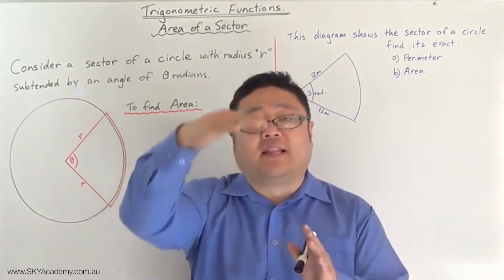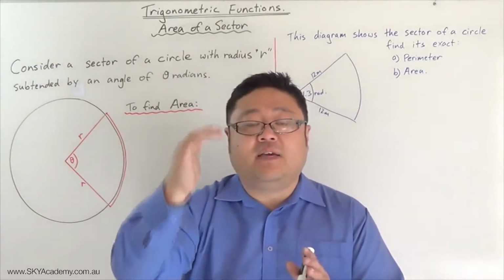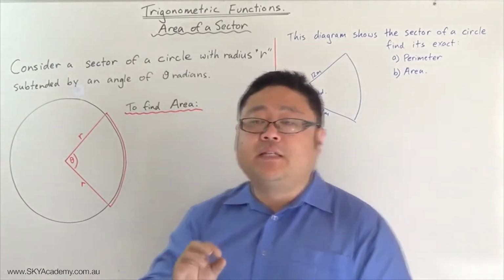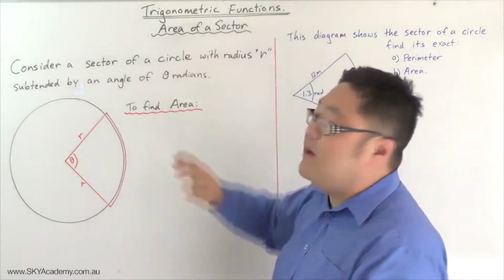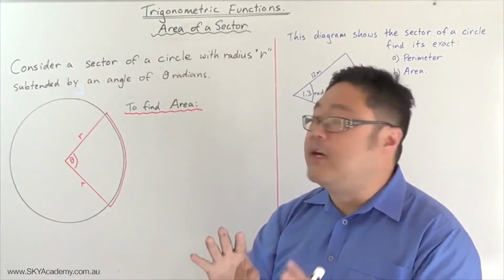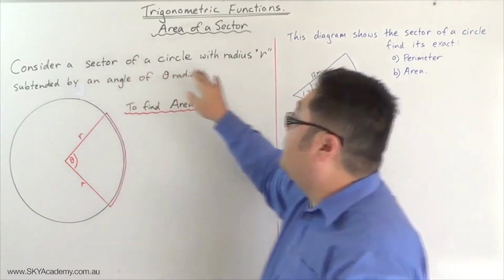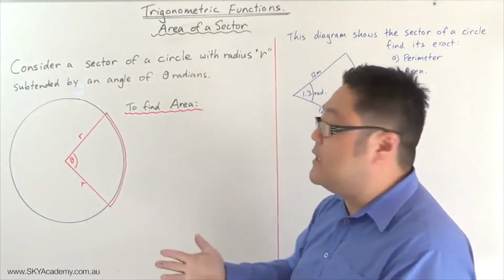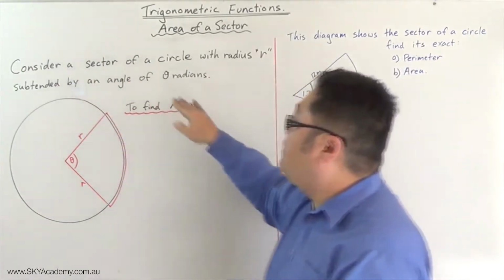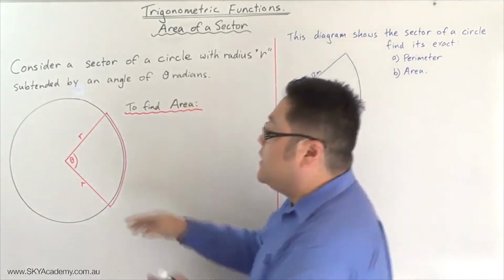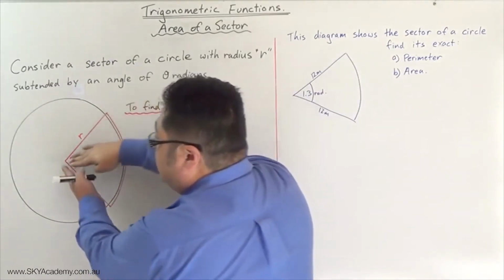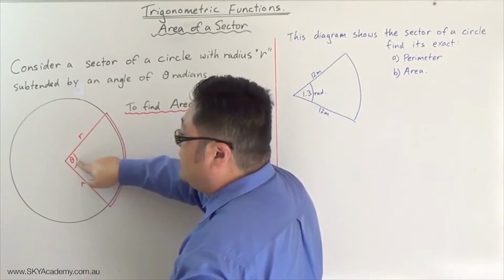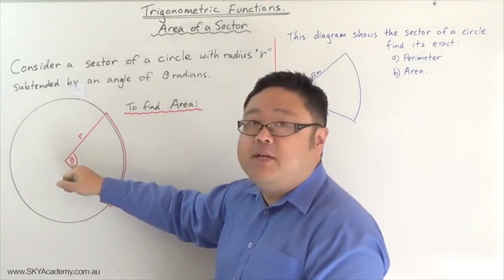In the last episode what we did was look at the length of an arc. This episode what I want to do is look at the area of a sector. So consider a sector of a circle with radius r units or r centimeters, subtended by an angle of theta radians. In other words, you've got a sector which basically looks like this. The angle that that sector makes is theta radians. Radians to measure our angle.